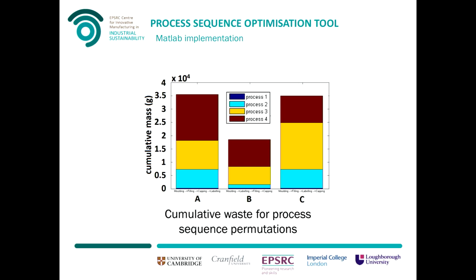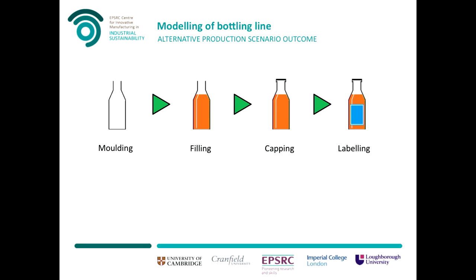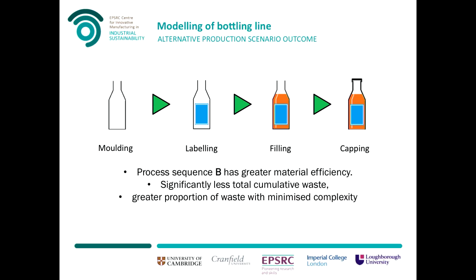take. So here, this graph shows the cumulative waste for 3 different process sequence permutations, which in this case were the 3 process permutations that were allowed. And in this case, the process permutation B was the one that produced the least amount of waste cumulatively, and the greater proportion of waste had minimized complexity and therefore was a bit easier to recycle.